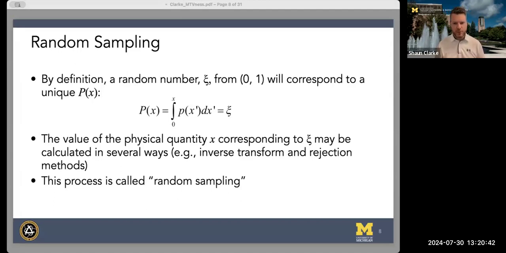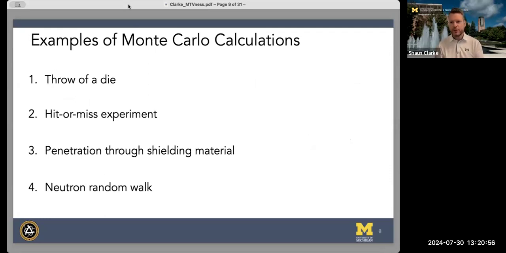Again, these will be of increasing complexity, to show what it really means to produce, through random sampling, the physical quantities x in which we are interested. So here are the examples I want to do in the next half an hour or so. The first example is just throwing a single die. The next will be a classical Monte Carlo problem called the hit or miss experiment. Then we'll get into things that are a little more nuclear engineering-y. The third will be a deep shielding problem, and then I'll end with what it would look like to simulate a neutron random walk problem using Monte Carlo random sampling.